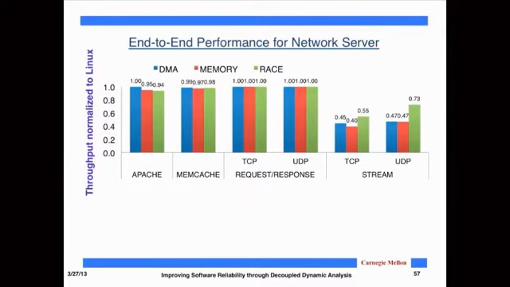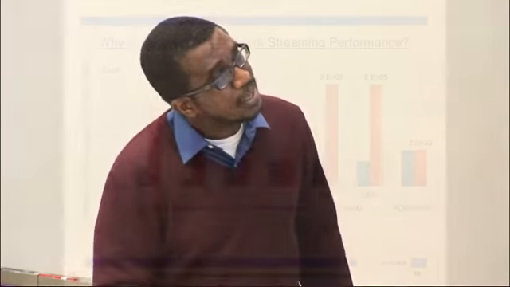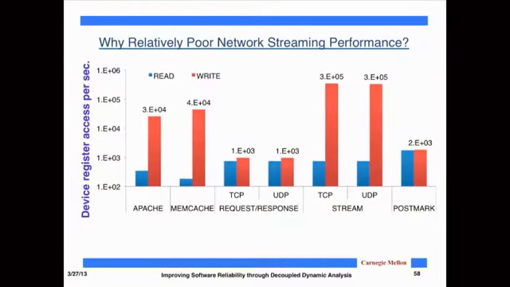What about network? Here for network server, I'm normalizing to the throughput that a server will deliver, normalized to Linux. Same, Linux is 1, and I use a range of network applications. In general, the performance seems reasonable for most of these benchmarks until we get to network streaming, where I'm losing close to 60% performance. And then the question is, why is network streaming so bad?